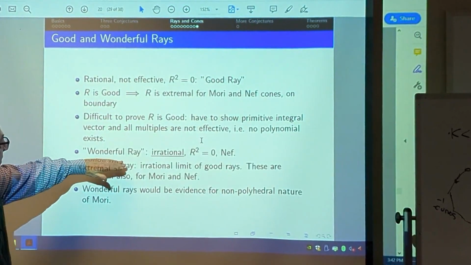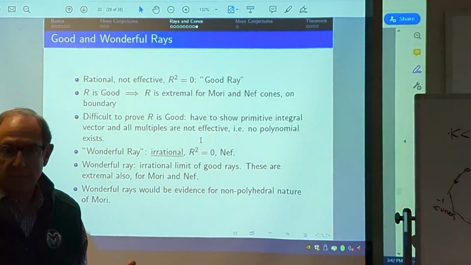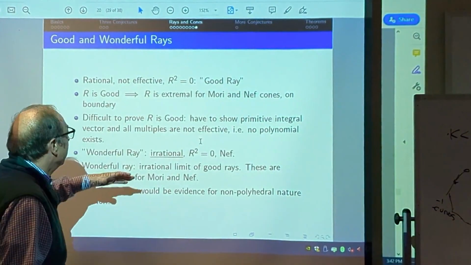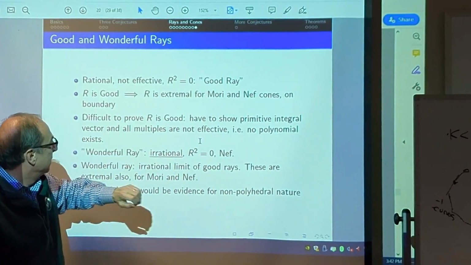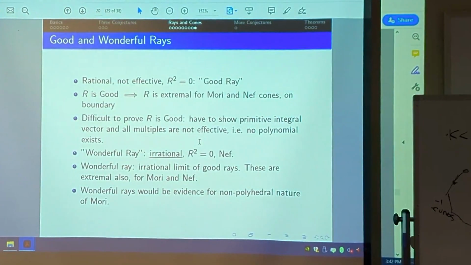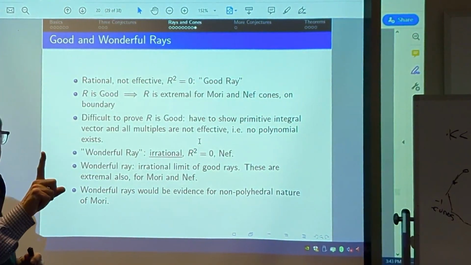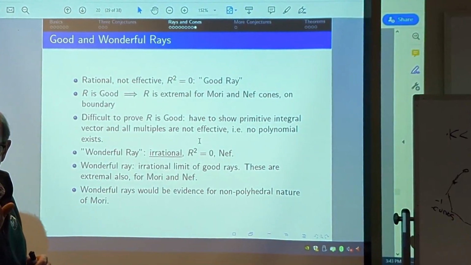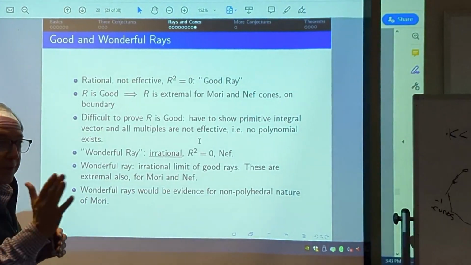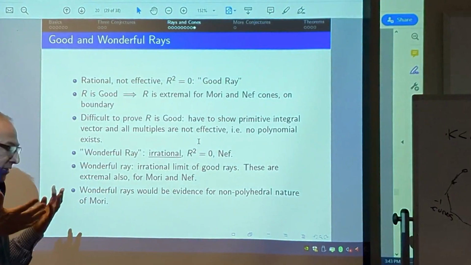Now, a wonderful ray, okay, good is, we chose that word because it's not wonderful. Because it's only so good. Right? A wonderful ray would be, okay, square zero, Nef, and irrational. So a wonderful ray should be an irrational limit of good rays. An irrational limit of good rays. They're also extremal, because all the good rays are extremal. So a limit of extremal things, it's not hard to see, these are extremal.